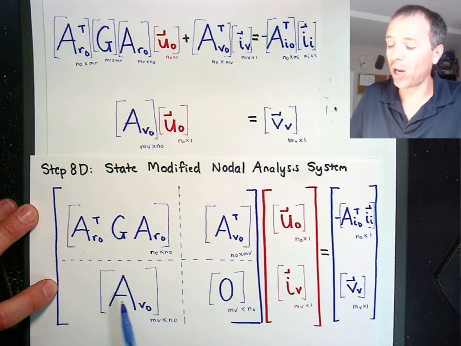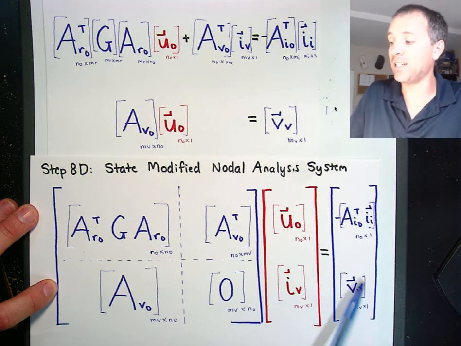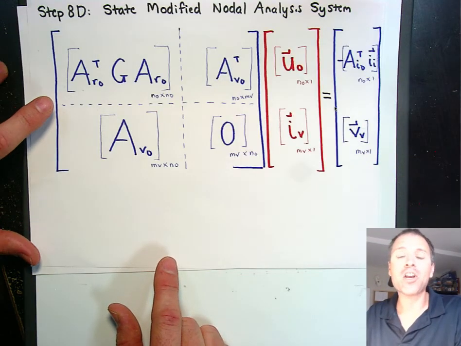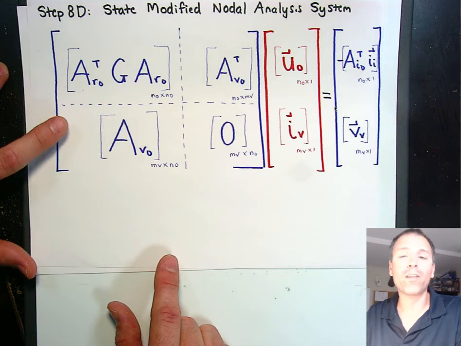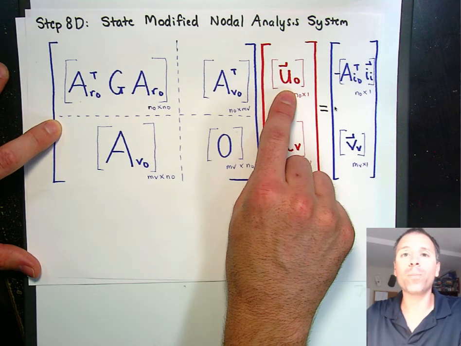The second block equation, so A_V naught times U naught plus 0 times I sub V, is indeed equal to that right-hand side. I'm going to claim that this is a non-singular linear system problem with large dimension. And if we solve that, we would actually get all the node potentials that we want.